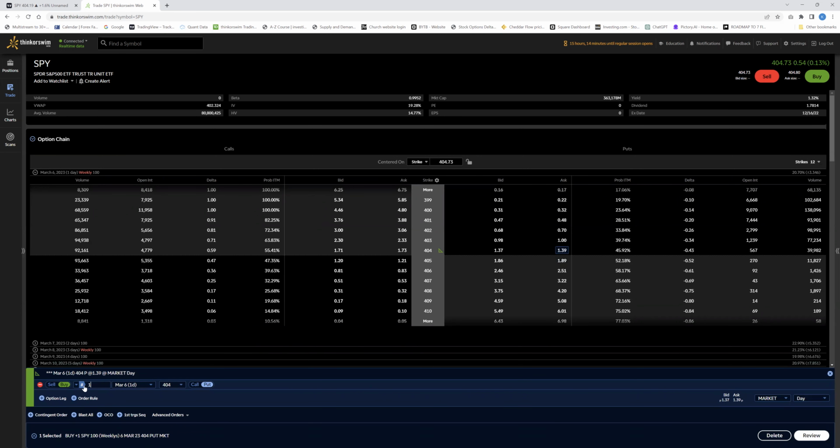You'll close the number of contracts you have. It should be at a market order. You hit review, you hit send, and it'll close out the trade for you. So that's how you get in and out of a trade using Thinkorswim.